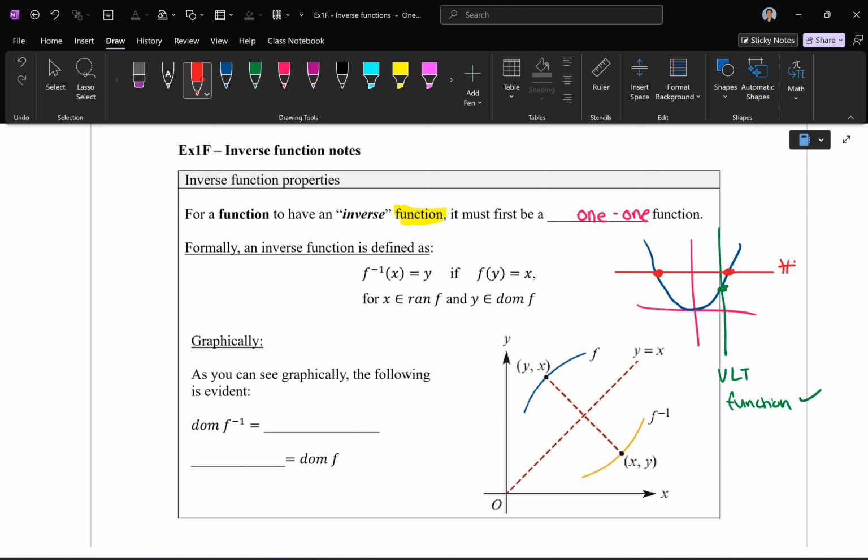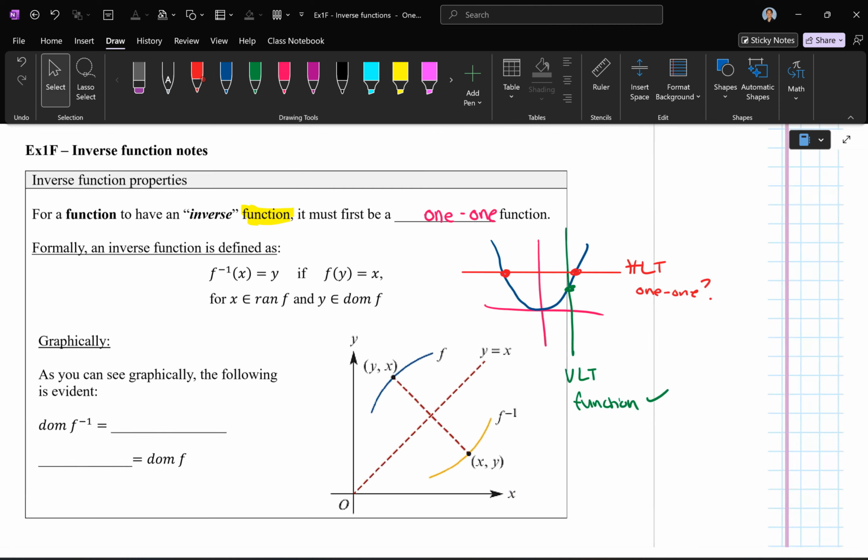So a horizontal line test tests if it's a 1-to-1. Okay? If it crosses twice, it's not. So this is considered a many-to-one function. Again, if you don't know what I'm talking about, go back to 1B, 1C. All right, so that's a quick way for you guys if you're doing 1F. Horizontal line test to test if it's going to be a 1-to-1 function or not.